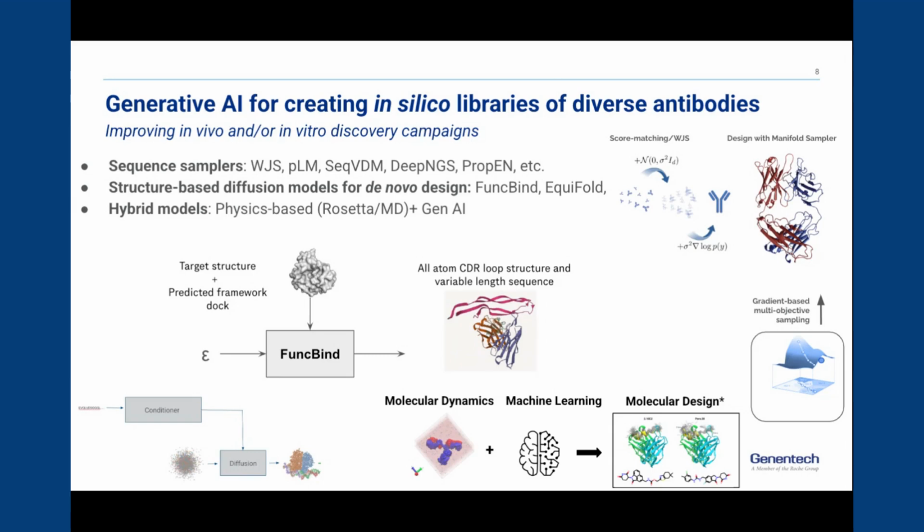The other thing is that in many cases in a portfolio project, if we are given only the sequence, we run sequence-based models. If we maybe have a structure, or a co-crystal structure of a lead antibody or potential lead antibody with a target, then we can couple these generative models with other physics-based models, and we call these hybrid models. We also have a range of different structure-based generative models, and these are the models that we also use for de novo design, such as FuncBind, Equifold, AB diffuser, etc.